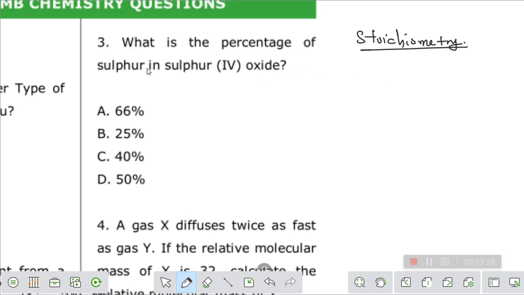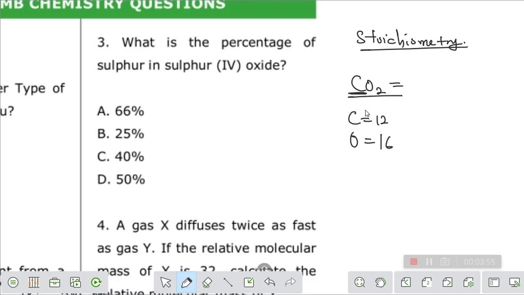They say what's the percentage of sulfur? So this is how to find percentage. If this is the compound CO2, and they ask you to find the percentage of carbon in CO2, all you have to do is find the molar mass of this compound. What's the molar mass of carbon? That is 12. What's the molar mass of oxygen? That is 16, right? And they ask you to find the percentage mass of carbon.